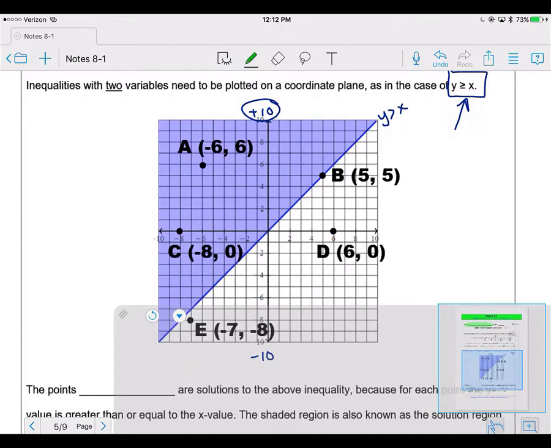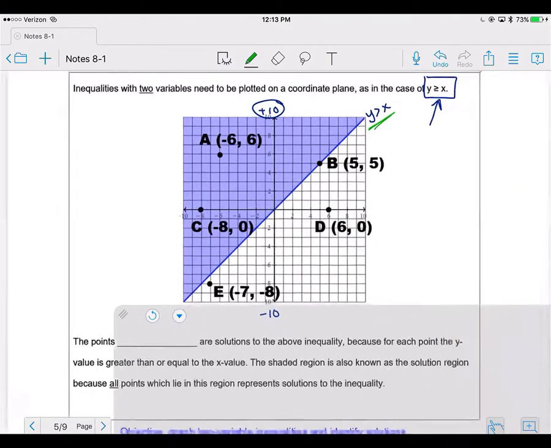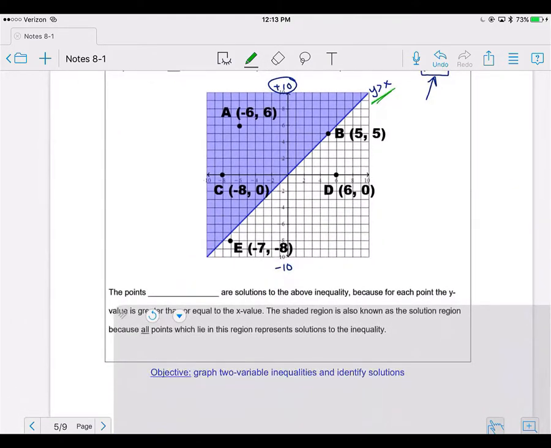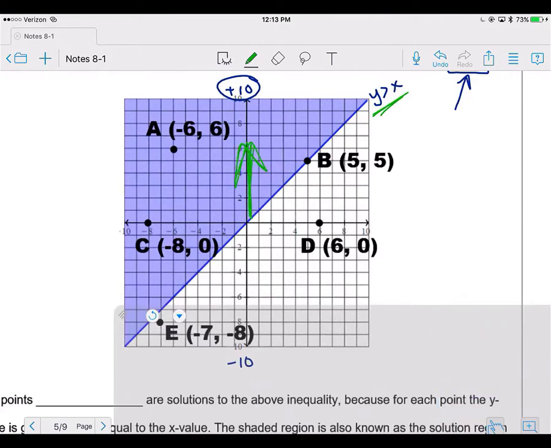Now, if you have inequalities with two variables, an x and a y, they need to be plotted on the coordinate plane, such as in the case of y is greater than or equal to x. So this line is already drawn for us. This is y is greater than or equal to x, and it's shaded. So the shading tells us where my solutions would be. Y is everything greater than this line. Greater than y would be above the line.